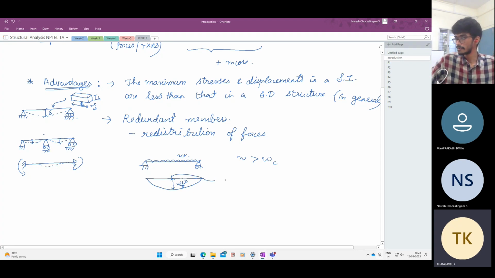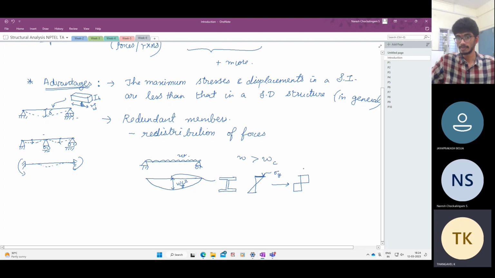So at this section, say if the beam is something like this, as the load W is gradually increased, the stresses in this section will be linearly distributed. At some point, the maximum stress will reach the yield stress. And further, upon increasing the load, what happens? The entire section becomes plastic.